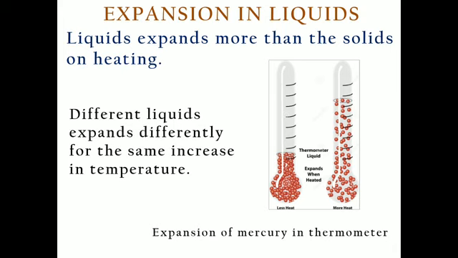So mercury is a metal which is in liquid form. So with less heat, the mercury will be at a lower level. But when we are providing more heat to the thermometer, the liquid mercury will expand and it will rise up.